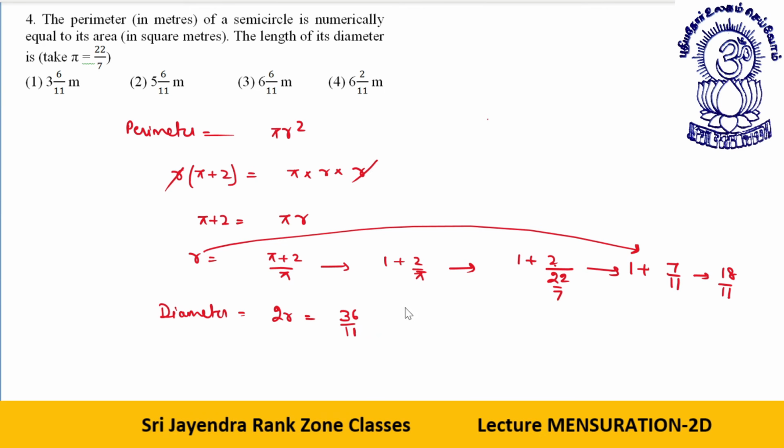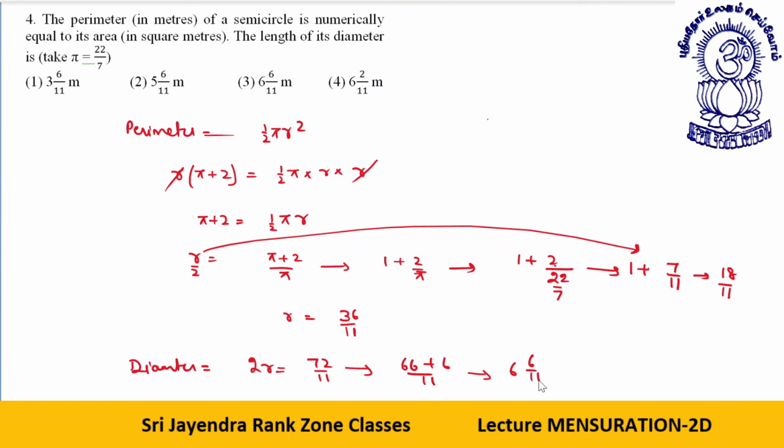Clear? One small mistake here, students. Semicircle area is half pi r square. I'm such a fool to commit this sort of mistake. So this is r by 2 so far. Okay, so the value of r by 2 is 18 by 11. So r will be 36 by 11, or 2r will be the diameter. The diameter will be 2r, that is 72 by 11. This gives me 66 plus 6 by 11, that is 6 and 6 by 11. That is option number 3 is my answer. Okay.